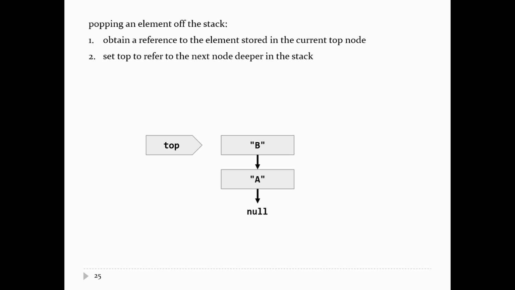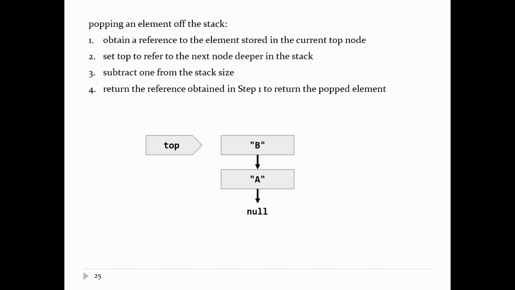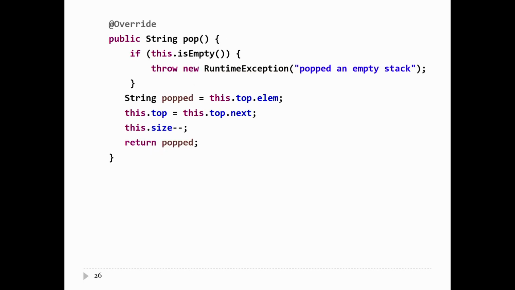Removing the element I don't have to do. The garbage collector is going to do that for me. So it'll take care of freeing the memory associated with the node, and I just subtract 1 from the size of the stack. And that's it. Oh, and then you return the element that was at the top of the stack. So that's also easy. So to pop a stack, ignore the if statement for now.